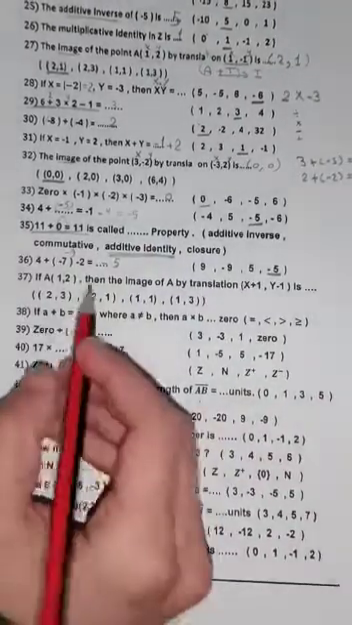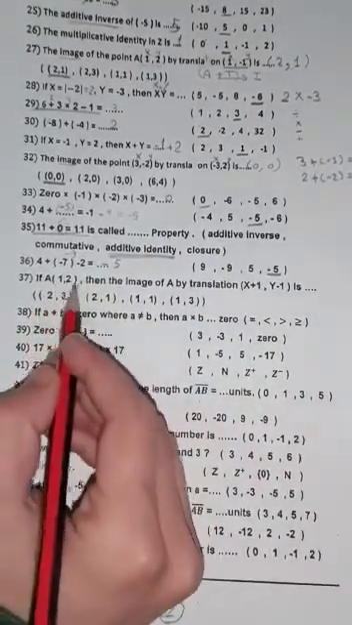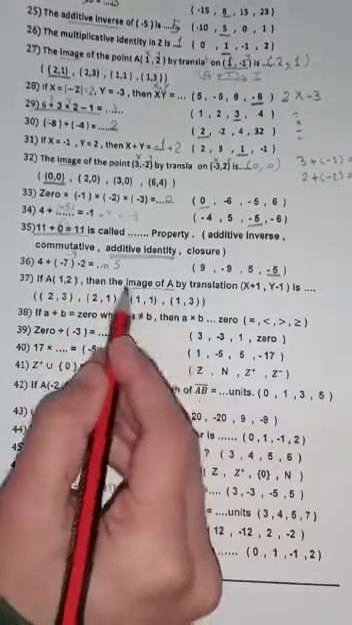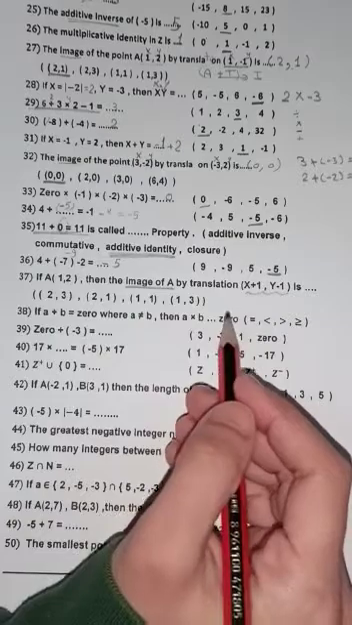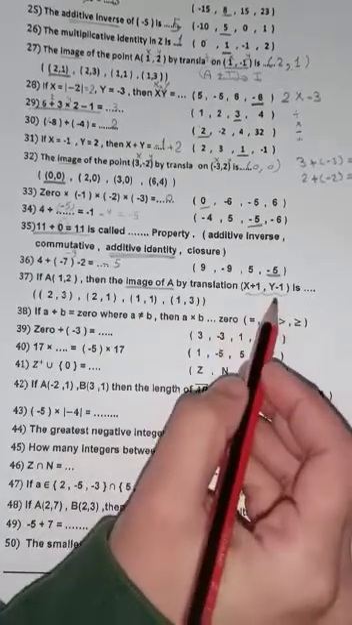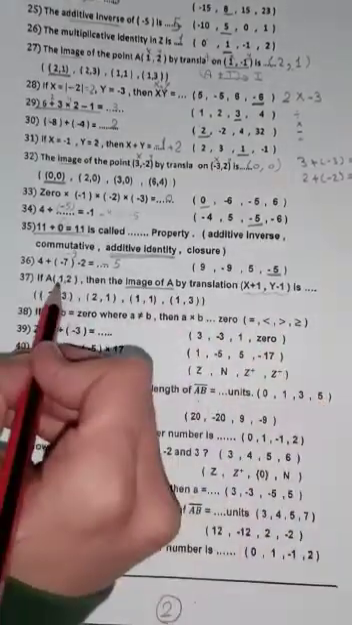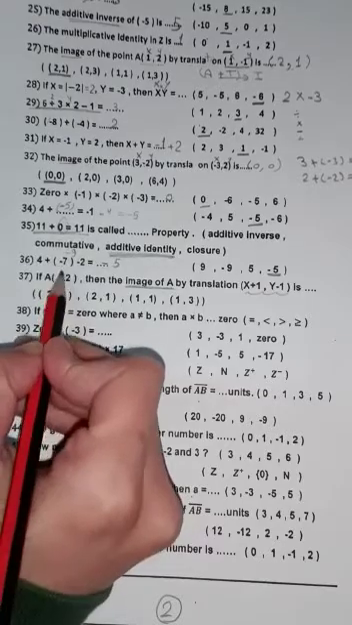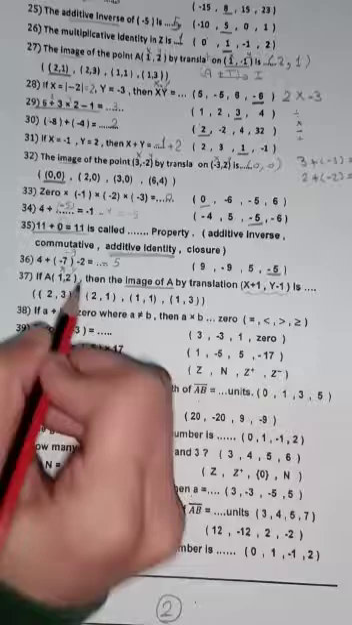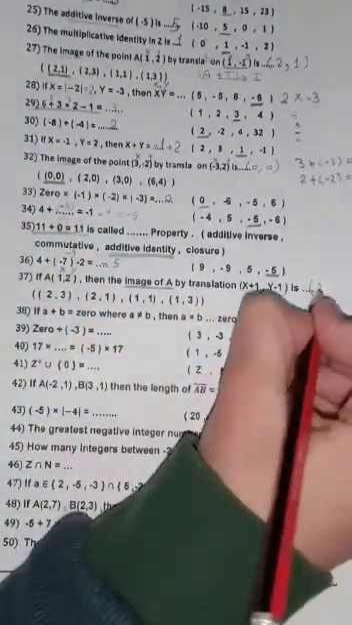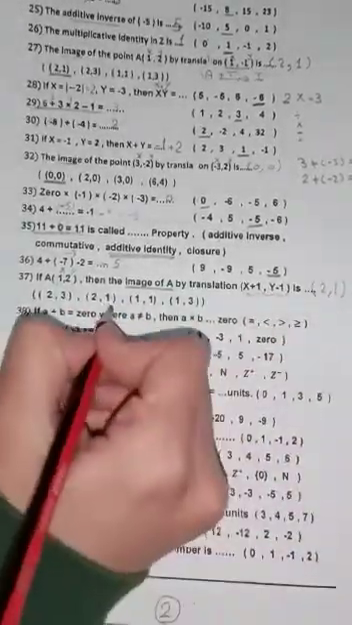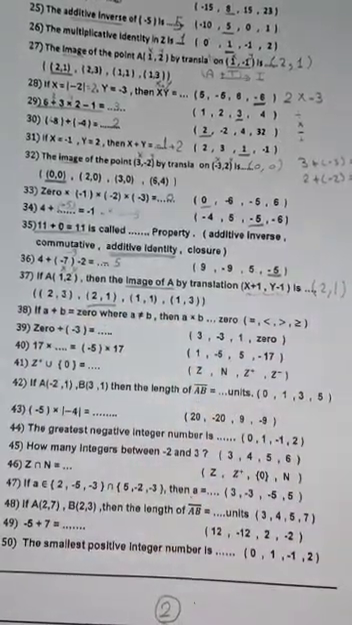Now, if A is 1, 2, then I want the image of A by the translation rule, x plus 1 and y minus 1. This is the rule I have: x plus 1, so I will add 1 to x, and y minus 1, so from y we will take 1. 1 plus 1 equal 2, and y take 1 equal 1. The answer will be 2 and 1.